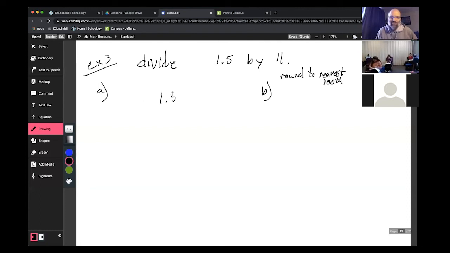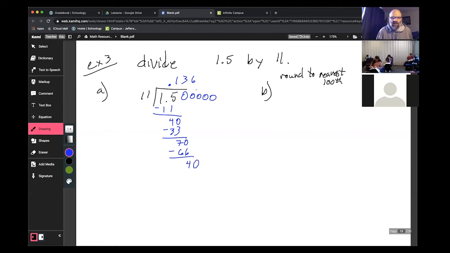So 1.5 by 11. Remember, the first number goes on the inside of the box. I'm not dividing by a decimal, so I can just move that decimal straight up. Add some zeros. How many times does 11 go into 15? Goes in 1 time. 1 times 11 is 11. Subtract, you get a 4, bring down the 0. 11 goes into 40 3 times. 3 times 11 is 33. Subtract, get a 7, bring down the 0. 11 goes into 70 6 times. 6 times 11 is 66. Subtract, get a 4, bring down a 0.